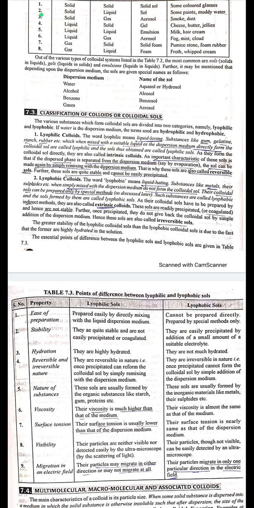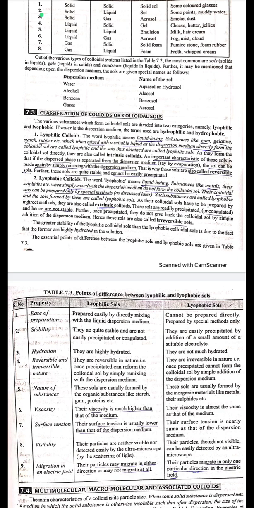Substances like gum, gelatin, starch, rubber, etc., which when mixed with a suitable liquid as the dispersion medium directly form the colloidal sol are called lyophilic, and the sols thus obtained are called lyophilic sols. As they form the colloidal sol directly, they are also called intrinsic colloids. An important characteristic of these sols is that if the dispersed phase is separated from the dispersion medium, the sol can be made again by simply remixing with the dispersion medium. That is why these sols are also called reversible sols. Further, these sols are quite stable and cannot be easily precipitated.